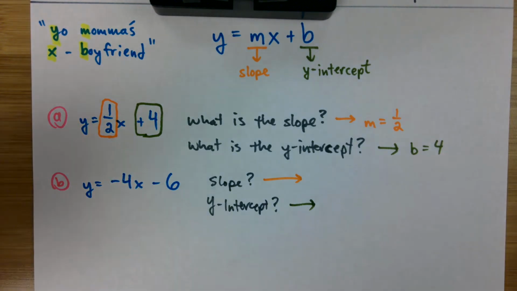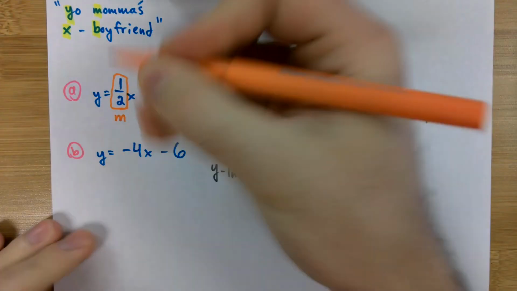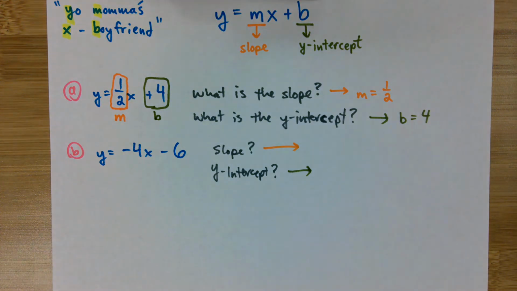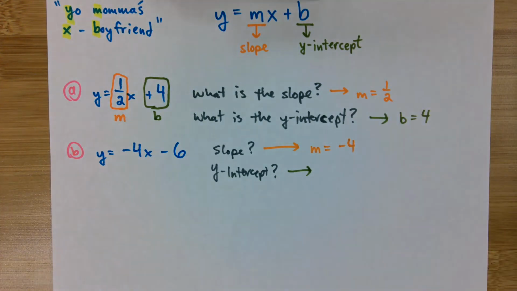All right, so for the second one, we got y equals negative 4x minus 6. Can anyone identify the slope of this line? Noah, what's the slope of this line? Negative 4. Thank you. So with this example, when we see the number in front of x has a negative in front of it, we know that we have a negative slope.